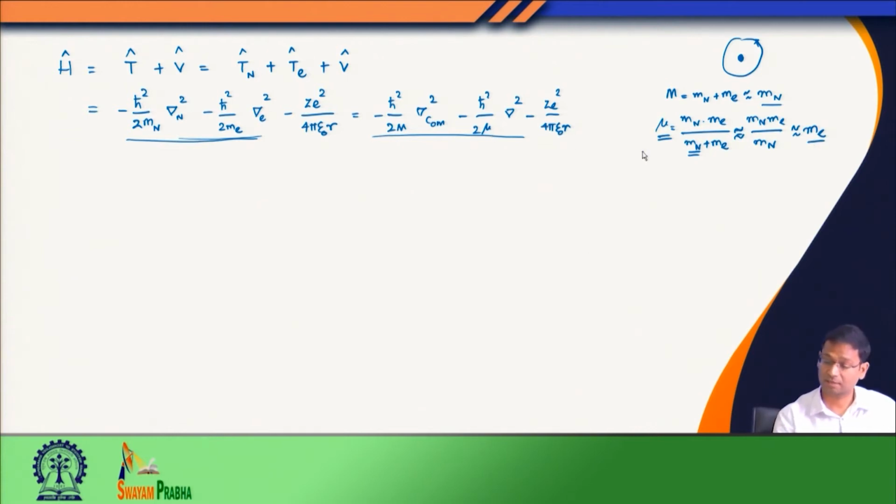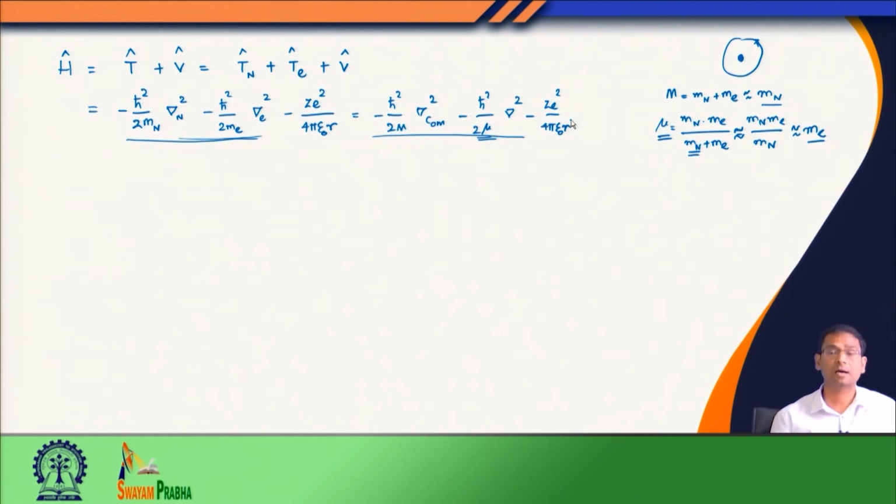So, when I write this term, it describes the kinetic energy corresponding to the electron, this term corresponds to the kinetic energy of the nucleus, and this term of course is the Coulomb interaction between the electron and the nucleus. So, this is the picture that we had for the hydrogen atom.